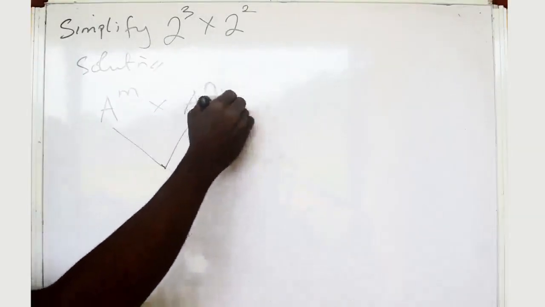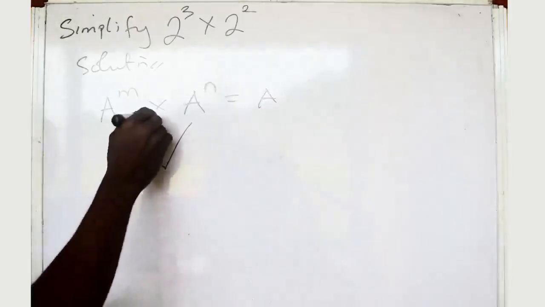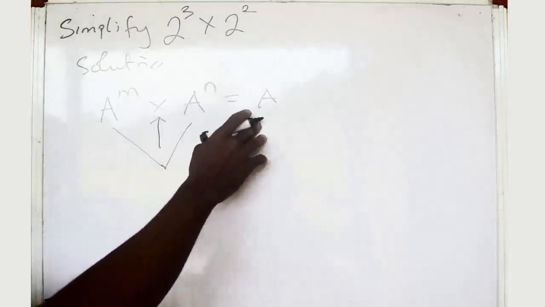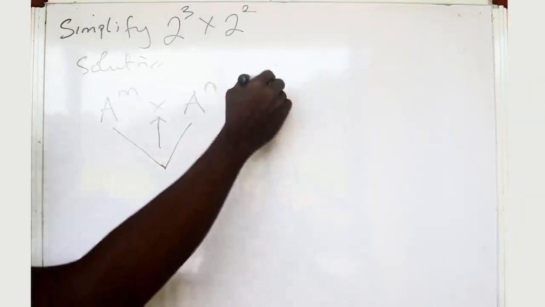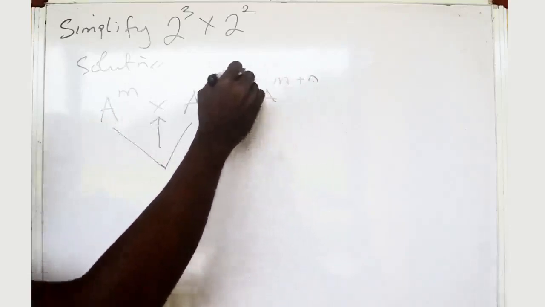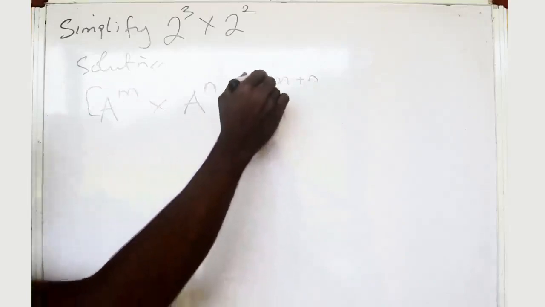When the bases are the same, you pick one base. In as much as we are dealing with multiplication, in indices, multiplication means to add. So we add the powers. You say M plus N.